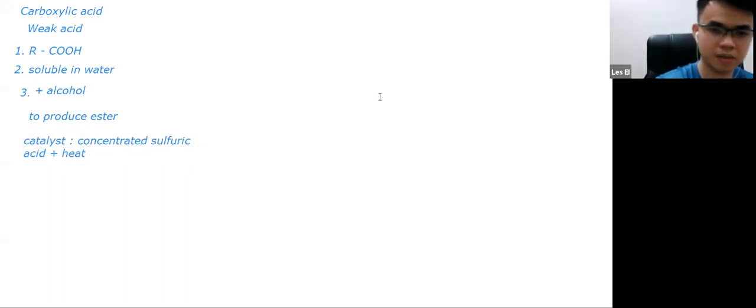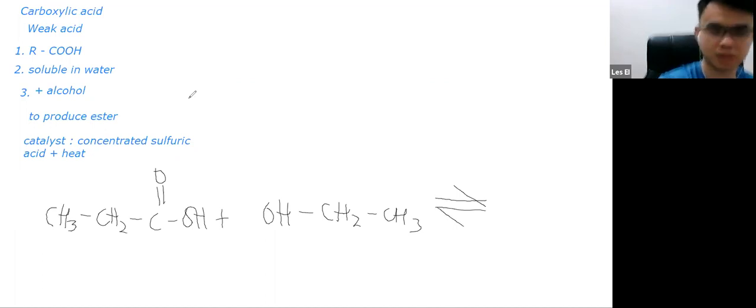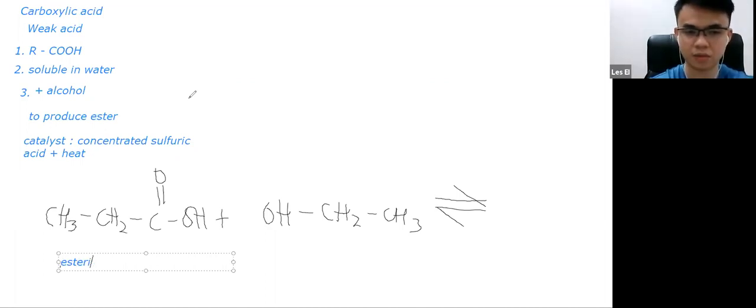Okay, so for example, I use propanoic acid. So this is propanoic acid. And then I add alcohol. Let's say I add ethanol. Ethanol means there are 2C. Okay, this process is reversible. This process is reversible. And if you proceed forward, the process is called esterification. So you produce ester. For those who just learned, I suggest you remember that the side product is water.